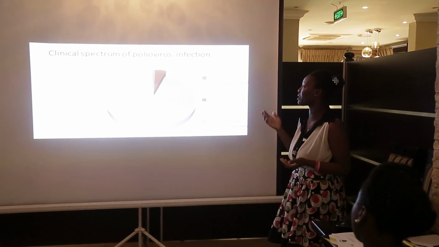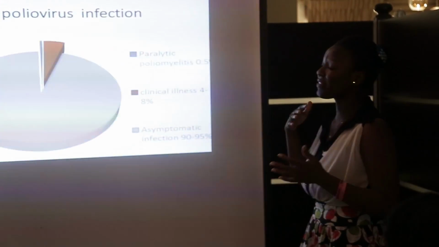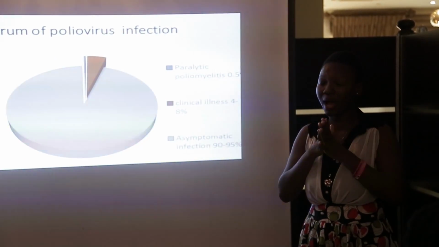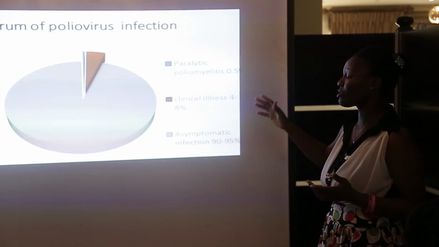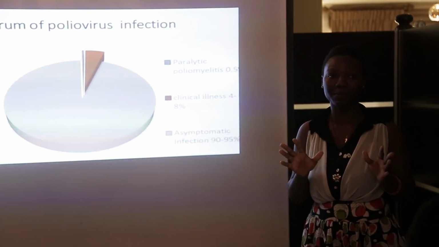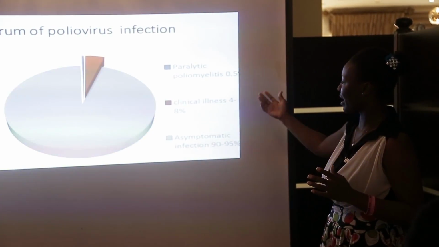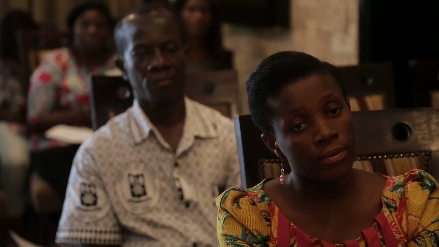So the clinical spectrum of poliovirus infection. Out of 100% of people who are infected by polio, 90 to 95% are asymptomatic. These people do not show any sign or symptom. With these people, the virus remains in the GIT, but it sheds through the feces. So even though the person is asymptomatic, the person can transmit the disease to another person if another person comes in contact with the person's fecal material.